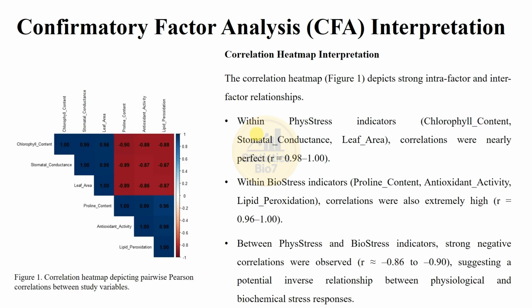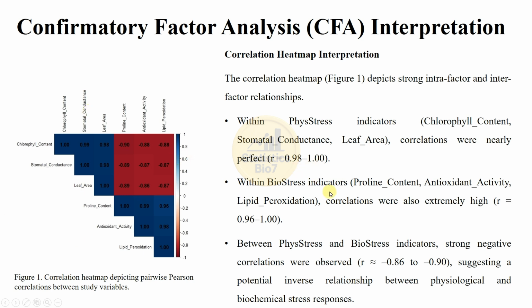So, Figure 1 is the interpretation of the correlation heat map. The correlation heat map displays strong intra-factor and inter-factor relationships. Within the physiological indicators, chlorophyll content, stomatal conductance, and leaf area, the correlations were nearly perfect, R equal to 0.98 to 1.